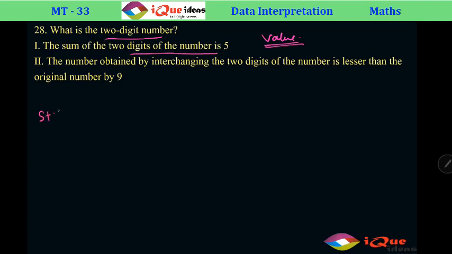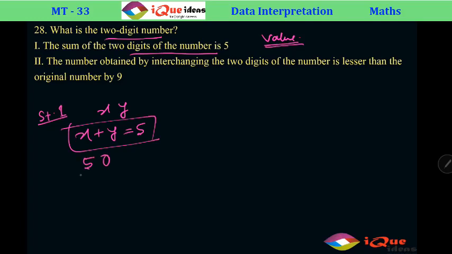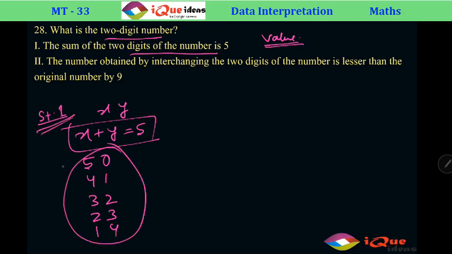Right, so statement 1 says if there is a number xy, the sum of digits, that is x plus y, is equal to 5. So what are the possibilities? The possibilities are 50, 41, 32, 23, 14. 05 is not a 2-digit number, so we will not take it. So from the first statement itself, we have 5 possibilities. That means first statement alone is not sufficient because it does not give us a unique value. Remember, we need to get a unique value.